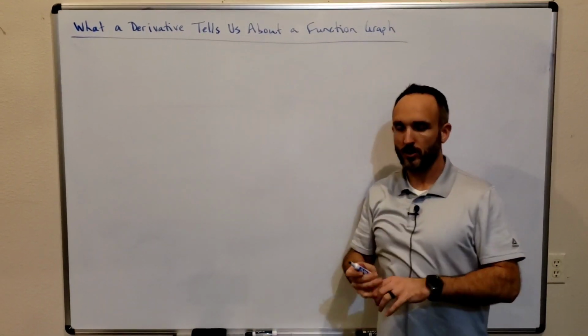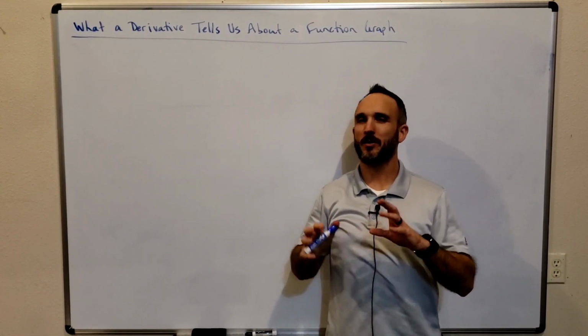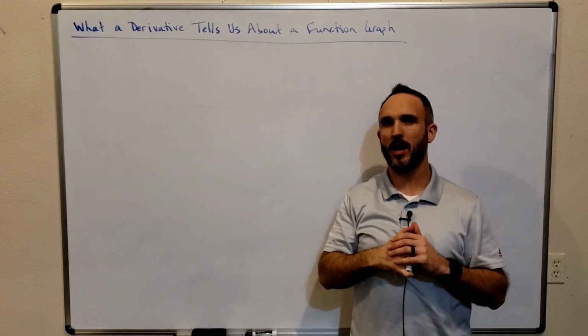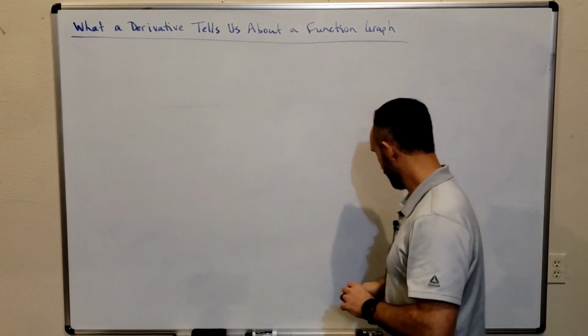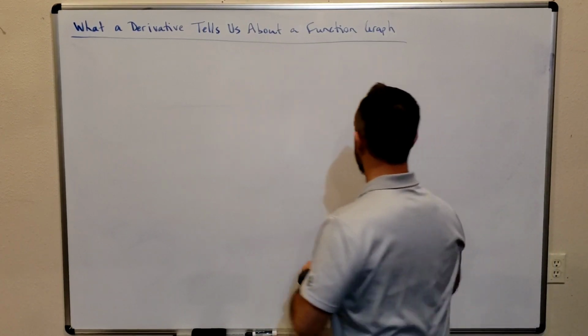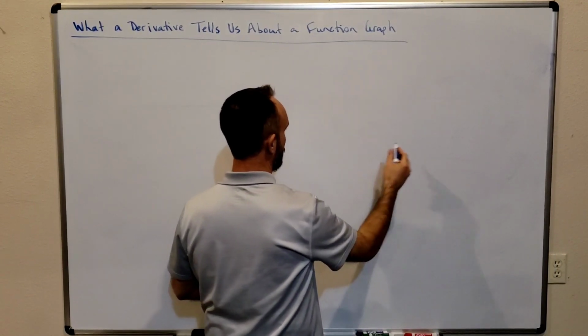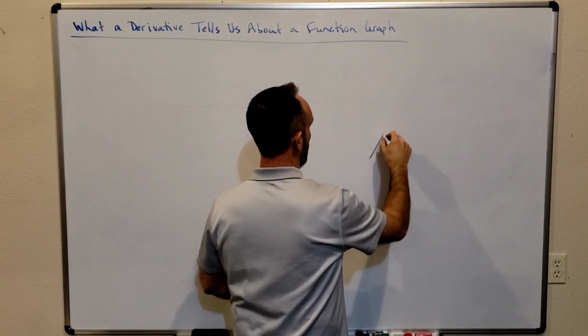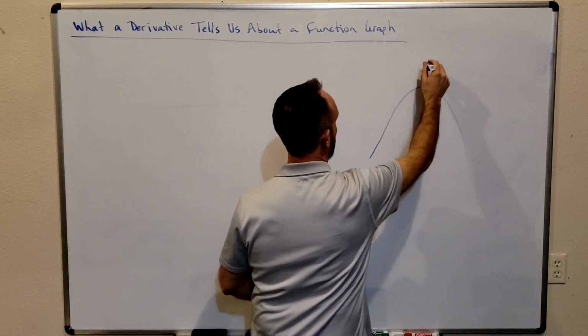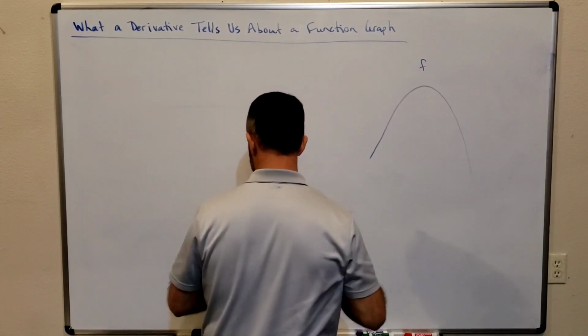Okay, so this is pretty cool. We can get some more precise information about the behavior of the actual curve of a graph using the derivative. And so we're going to start with a basic diagram here of a function. Maybe we'll call this function f, this part of the function f.